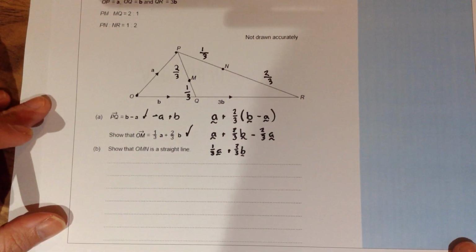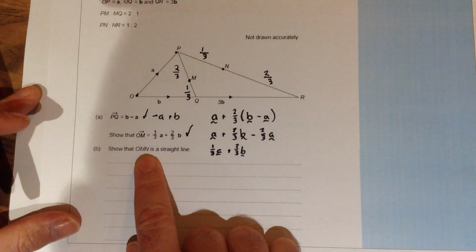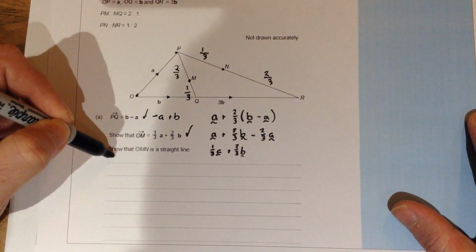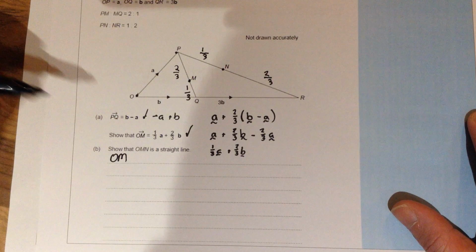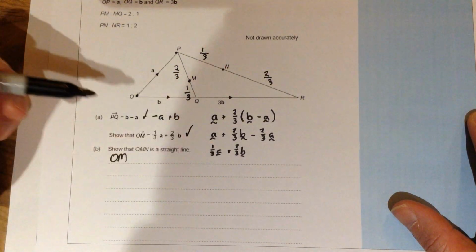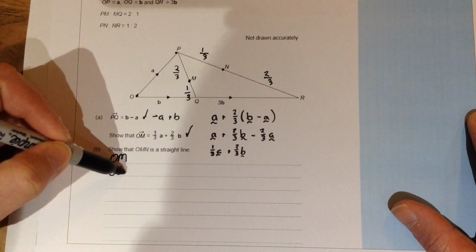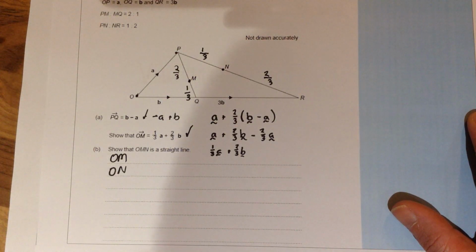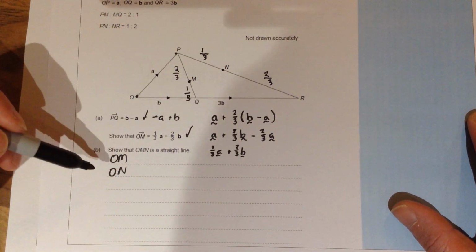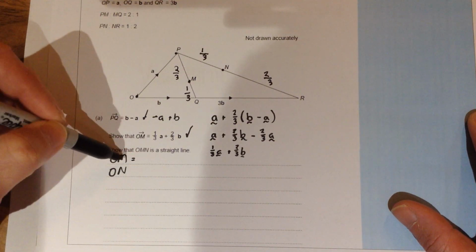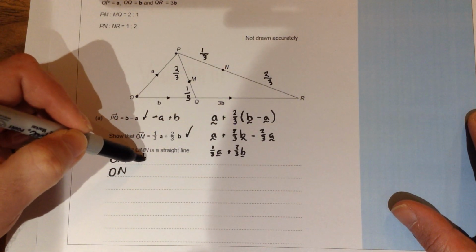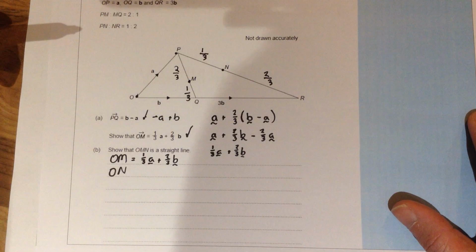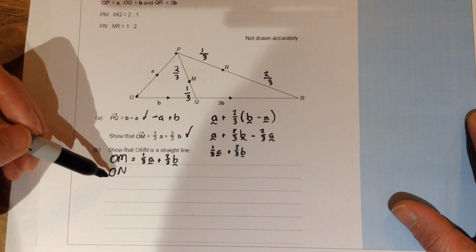For part B of the question, it now wants us to show that OMN is a straight line. In order to do this, what we need to do is try and show two things. We need to show that OM, the line going from O to M, which we've got here, and the line from O to N, so from here to N, so the full line, are parallel, and also that they've got a point in common. So the first thing I'm going to write down, OM, we've already shown this, OM is 1/3 of A plus 2/3 of B.